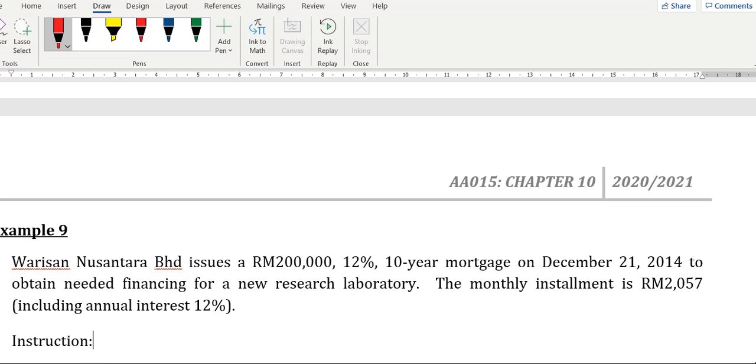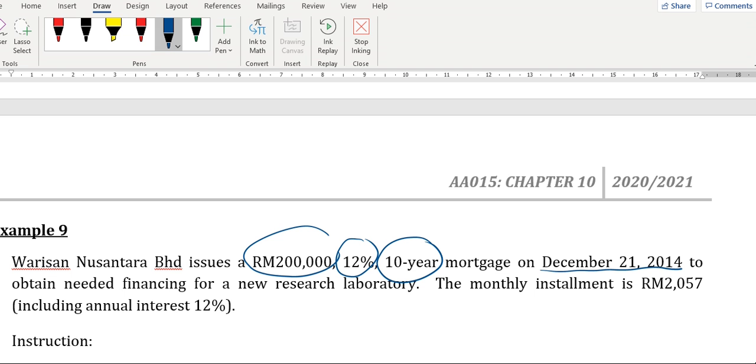All right, we look at example 9. Warisan Nusantara issues a 200,000 ringgit, 12%, 10 years mortgage. So this company issues 200,000 ringgit of mortgage with the interest rate of 12% per year. 12% per year means 1% for every month. The mortgage will be paid fully after 10 years, so you are obligated to pay the installments for the mortgage for 10 years. This mortgage was issued on December 21st 2014.